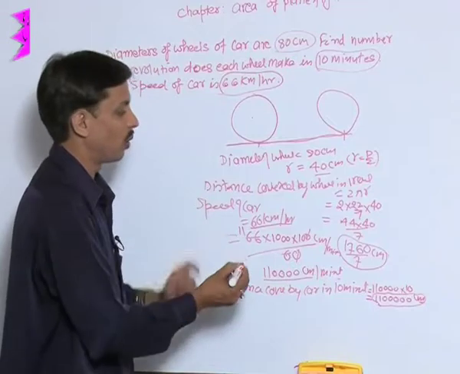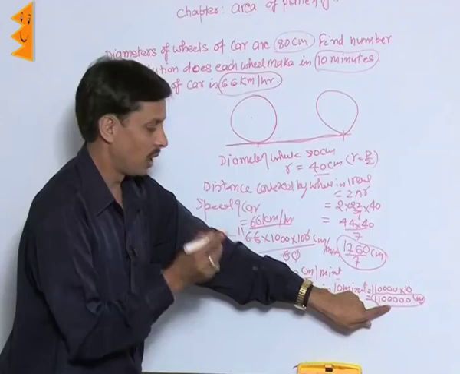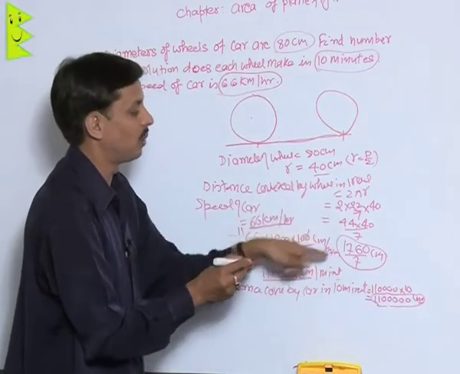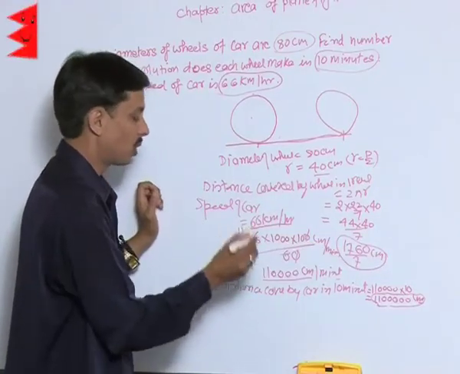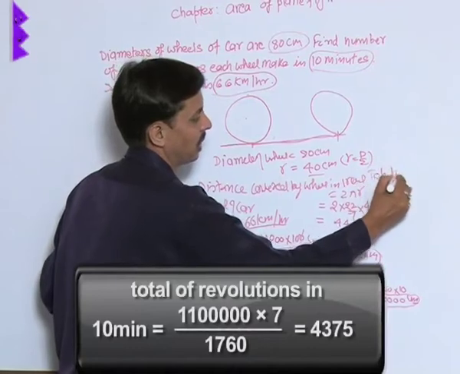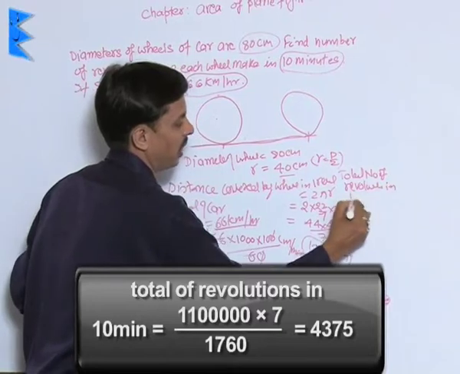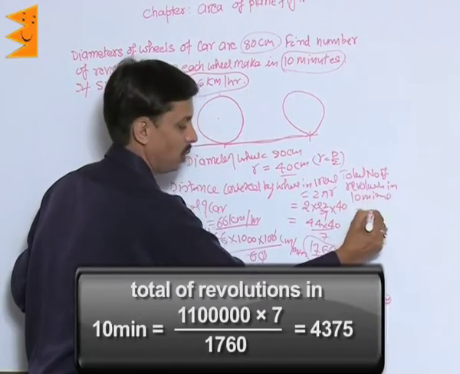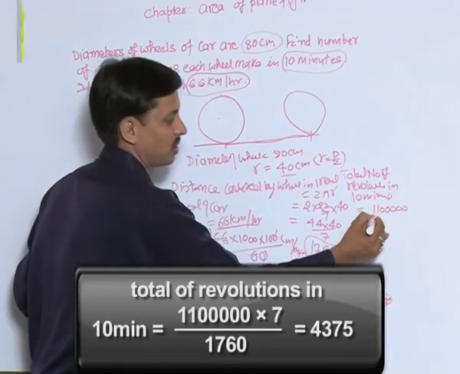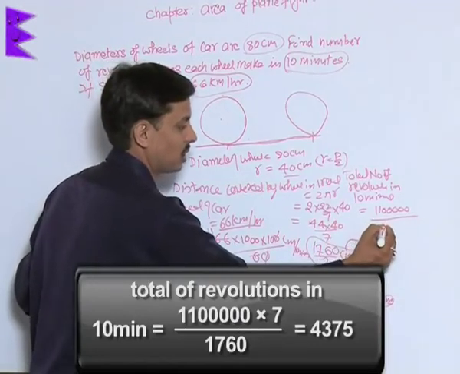If I want to calculate the total number of revolutions, I will divide the total distance required to be covered by the car in 10 minutes by the distance travelled by the wheel in one revolution. So the total number of revolutions in 10 minutes is equal to 11 followed by 5 zeros. This is the distance in centimeters covered in 10 minutes, divided by the distance covered by the wheel.